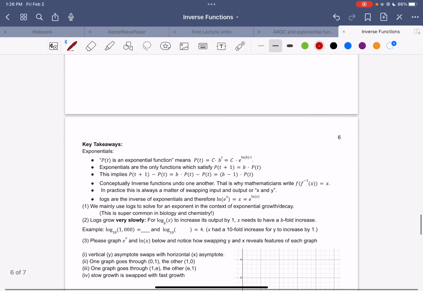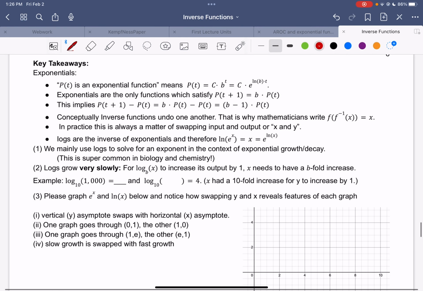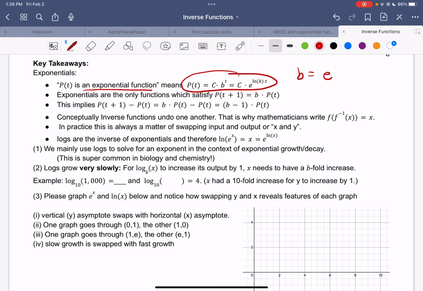All right, so what are the key takeaways that I want us to get? So an exponential function means something of this form, okay? And these are saying the same thing. We just use this little algebra trick that B is the same thing as e to the natural log of B. Okay, so that's an exponential function. Exponentials are the only functions which satisfy this relationship, okay?